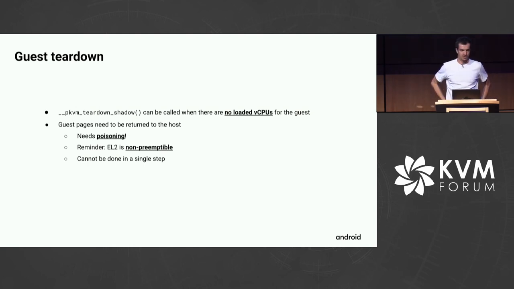The teardown procedure is, again, just the host issuing a hypercall to say, I no longer want to use that guest. The hypervisor has to do a few things before it can let that happen. One of them is check that there are no loaded vCPUs while this is happening. And then we need to take all of the pages that have been donated to the guest and return them back to the host so they can be freed into the memory management subsystem.